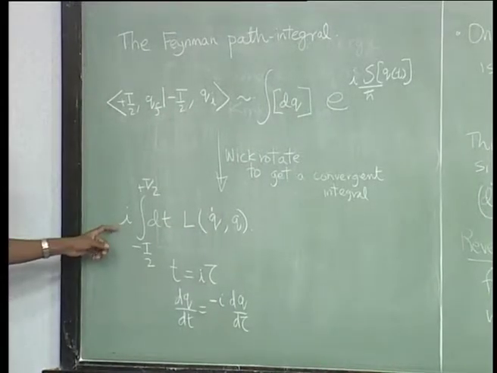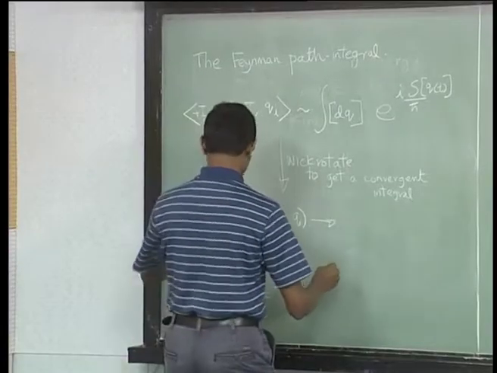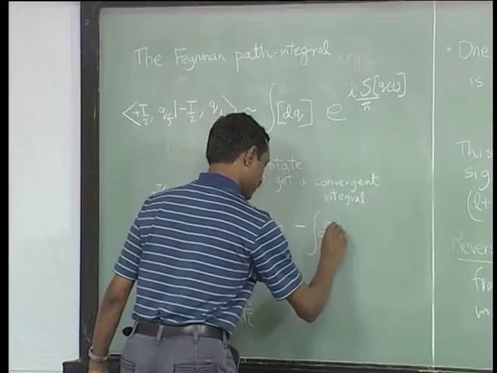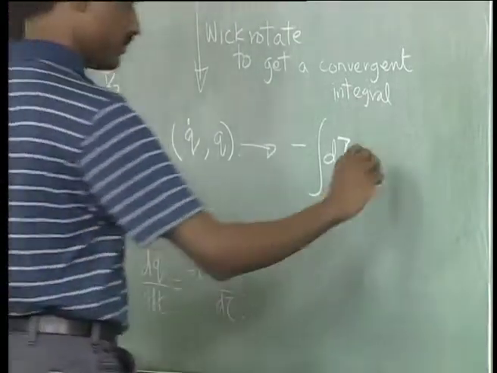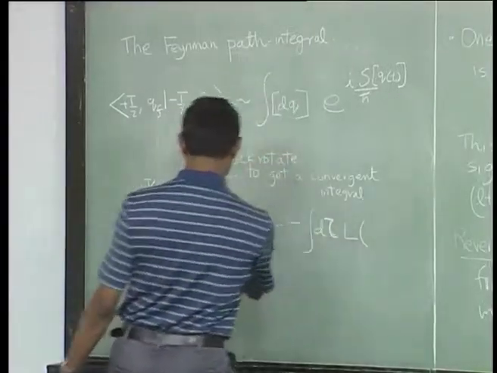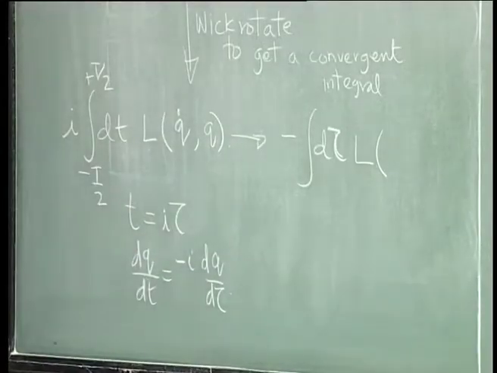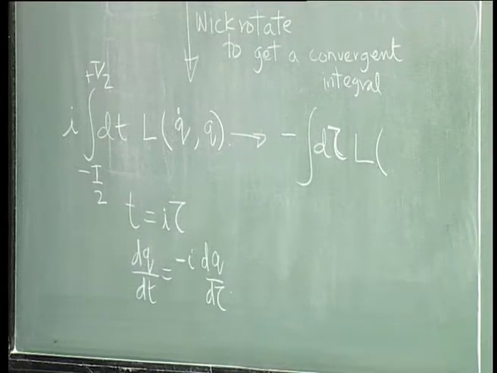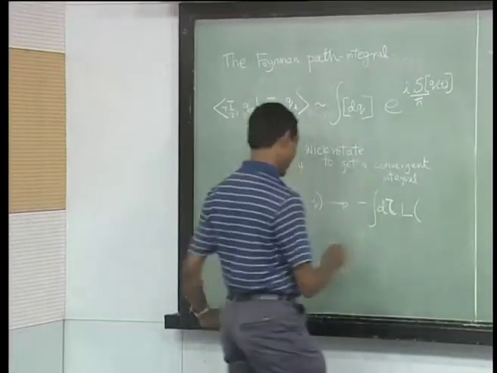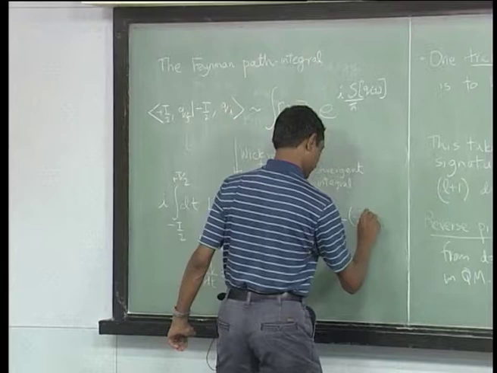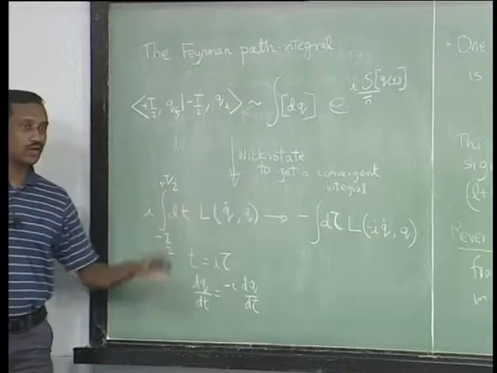Okay. So we can see that once we make this substitution, let us not worry about the limits, but the key point here is this will become minus d tau times the Lagrangian, where wherever we saw q dot, I should put minus i q dot. But on the right hand side the dot will now represent the tau derivative, so that I keep the i's explicit, and nothing happens here. Okay. So this is what the Wick rotation is doing.